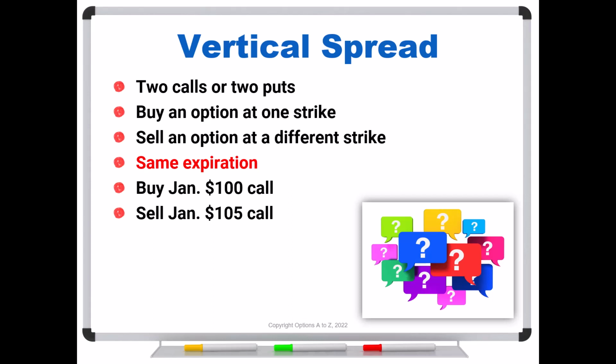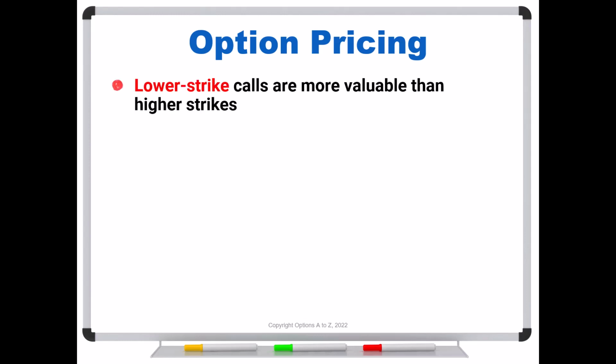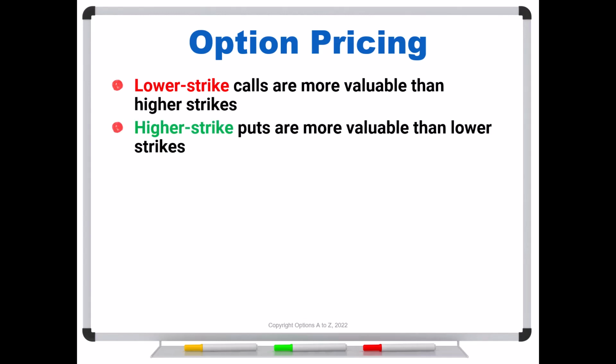Now, to understand which one you're long and which one you're short, there's a real easy way to do it, and that is to fall back on one of the option pricing principles that we've talked about before. There's a lot of these different pricing principles out there about options, but one that is particularly important for vertical spread traders is to know that lower strike calls are more valuable than higher strikes. And conversely, higher strike puts are more valuable than lower strikes. Now, this assumes the same stock and the same expiration.